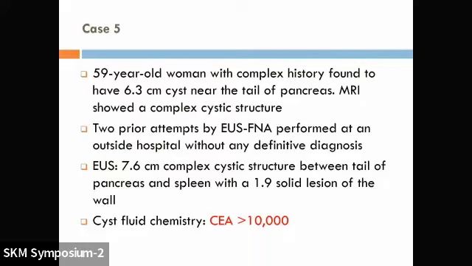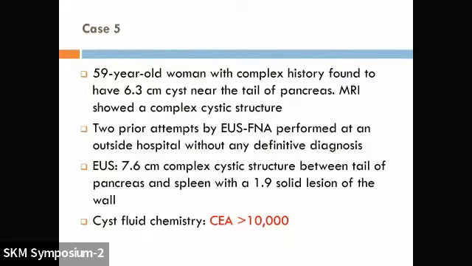The patient came from an outside hospital where 2 prior attempts of sampling the cyst via EUS-FNA were made, but there was no definitive diagnosis. The patient came to us where a 7.6 centimeter complex cystic structure was identified, located between the tail of the pancreas and the spleen. And it had a 1.9 centimeter solid lesion in the wall.